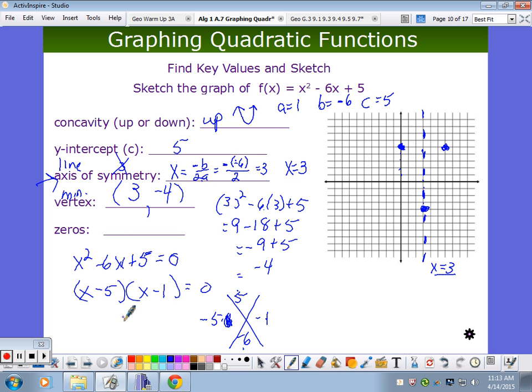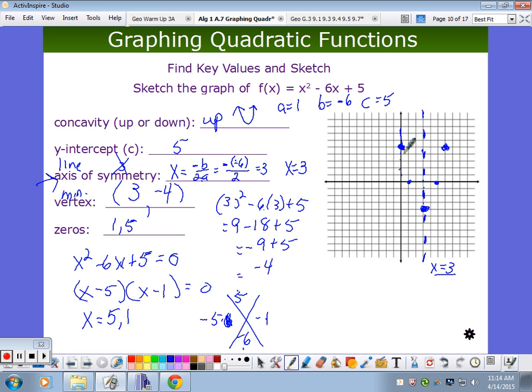So what are the solutions to this equation? What did I just find here? What are the zeros? What does that mean? I'm going to put it in numerical order. It doesn't really matter. They are the x-intercepts. So over here at 1, and at 5.